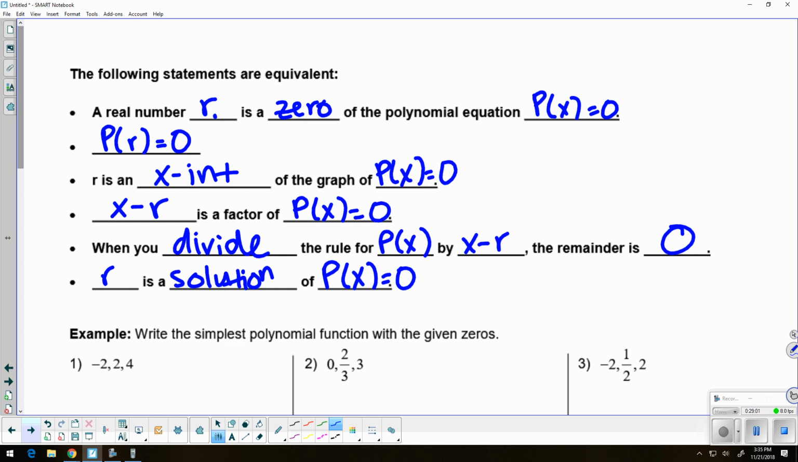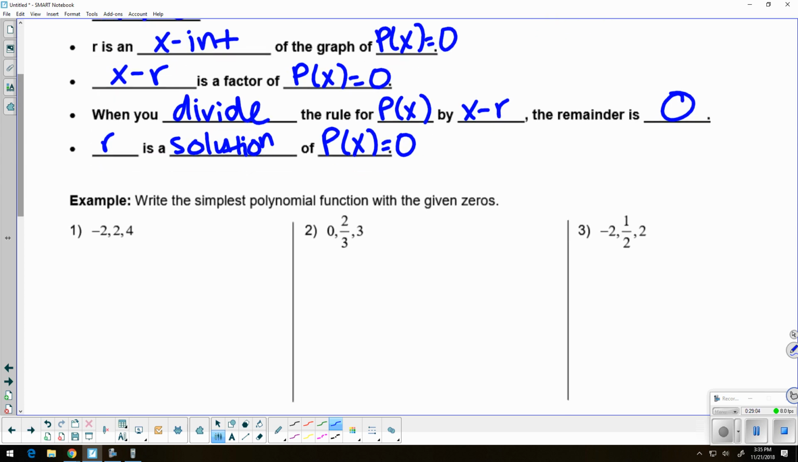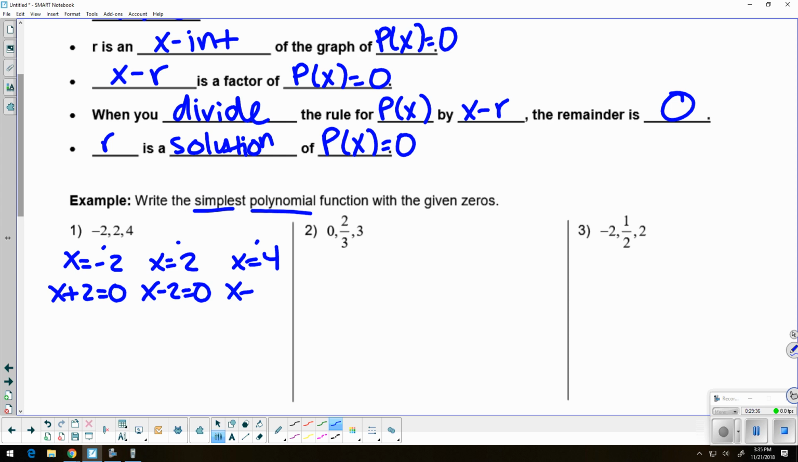Now, what we're going to do is write the simplest polynomial function with the given zeros. We kind of did something like this in chapter 4, where you have the zeros and work backwards to find the original polynomial. We know that x is negative 2, x is 2, and x is 4. These are the solutions. So work it backwards: set each of these equal to 0. I'd add 2 to equal 0, subtract 2 to equal 0, and then subtract the 4.